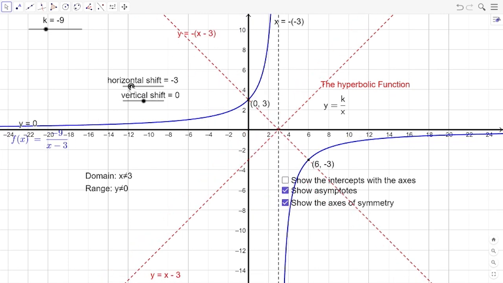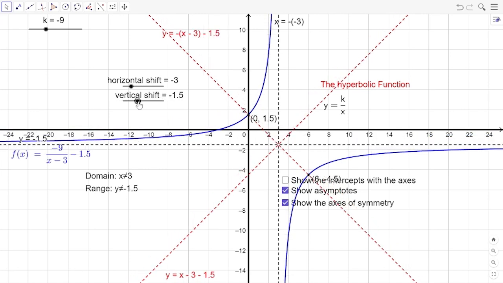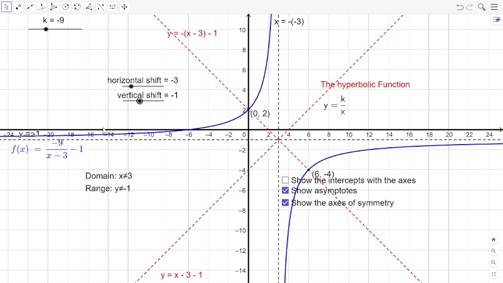There they are. And obviously, if you were to drop this graph down, now those points would also move down. Let's just drop it down by 1. They'd go to 0, 2, and 6, negative 4. And there they are.